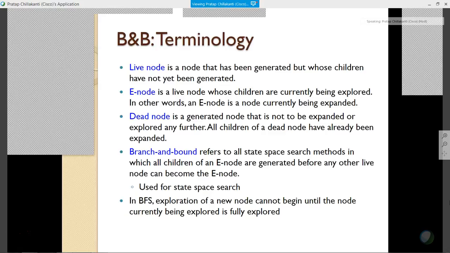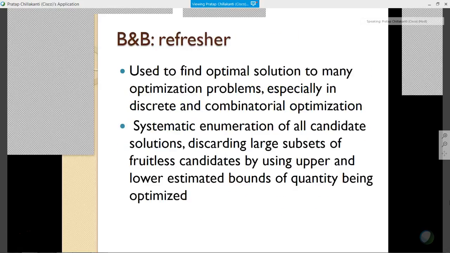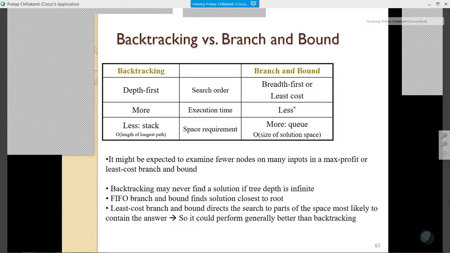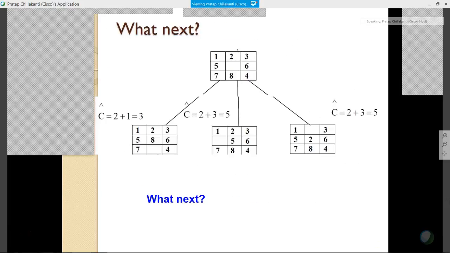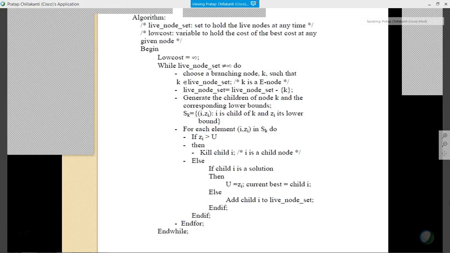A dead node is a generated node that is not to be expanded, meaning you know that is not a promising branch. You will no longer explore that territory. That's what happened here. If you go back a few slides, that's what we did here. We took only the middle branch, because the other two branches are dead. There is no need to expand them in the least cost approach.